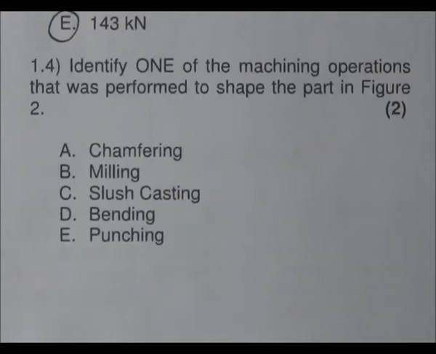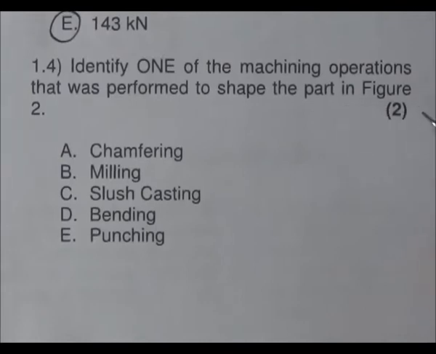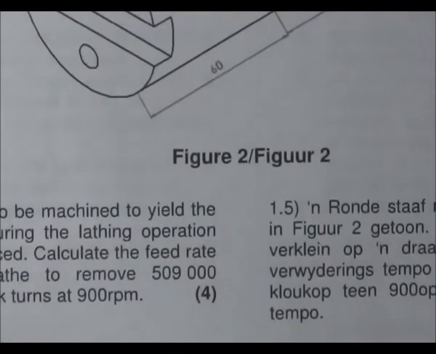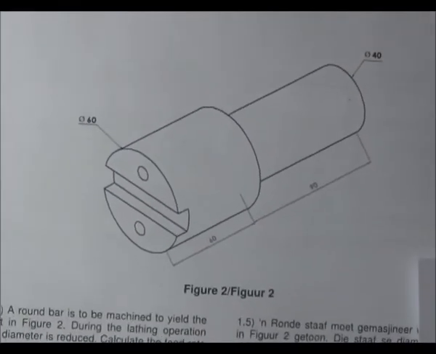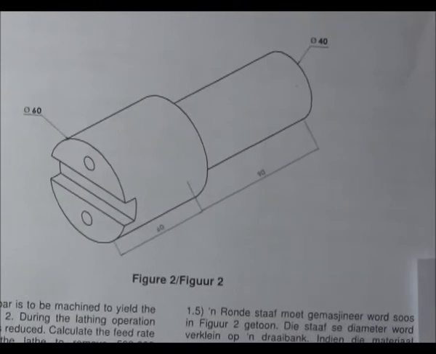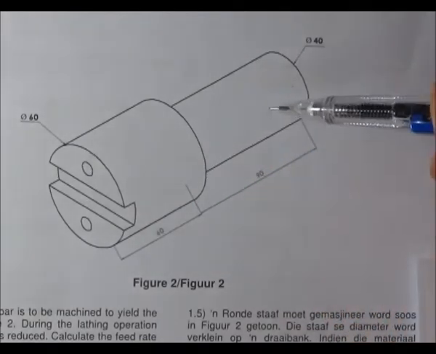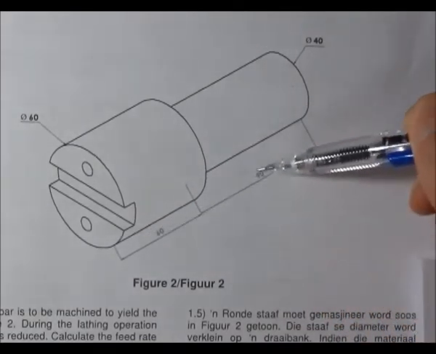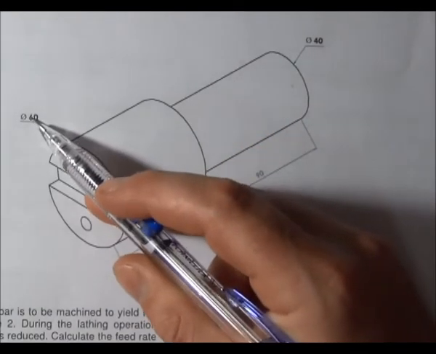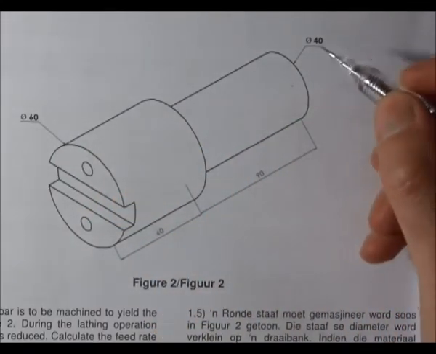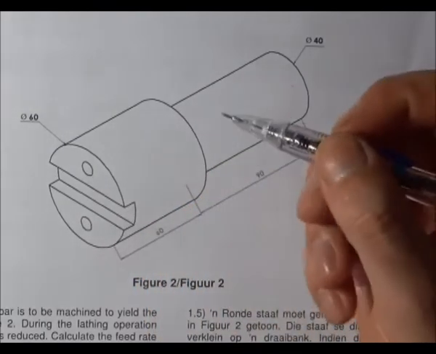Question 1.4. Identify one of the machining operations that was performed to shape the part in figure 2. So this is the part in figure 2. It is a cylindrical component with the overall length of 60 plus 90, so overall length is 150. Initial diameter, or the big side, is 60, the small side is 40. It's got a slot through here and 2 holes there.